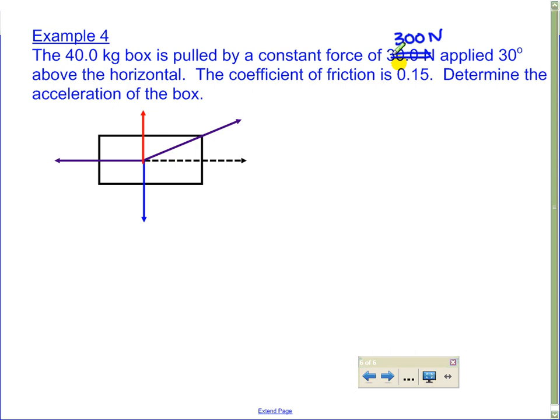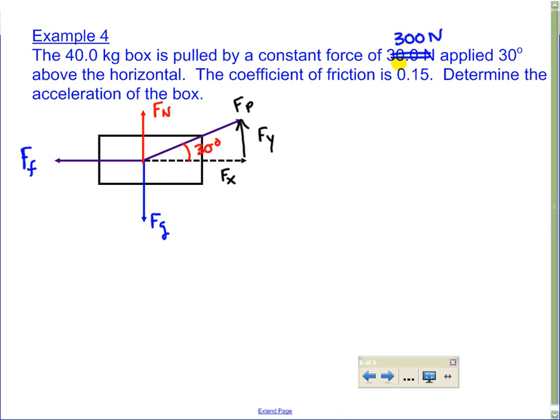Let's label all our vectors. Here's our pull, that's that 300 newtons. It's still 30 degrees above the horizontal. We still have Fx. We still have Fg. We have a frictional force. But we also need to consider everything that's happening in the vertical, and we have a vector, Fy, that's pulling up on the box a little bit, and it's going to affect our value of the normal force.